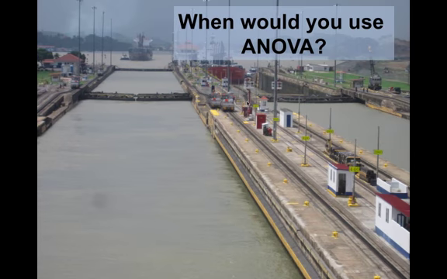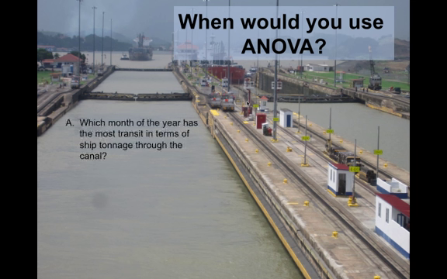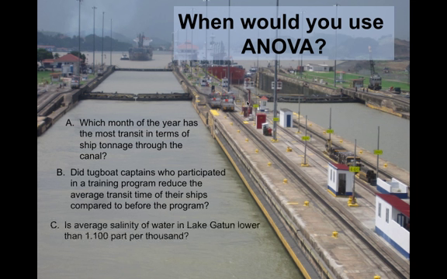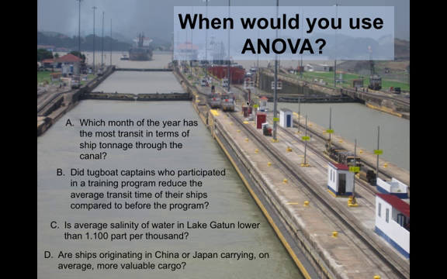So when would you use ANOVA for our examples here from the Panama Canal? One possibility is, which month of the year has the most transit in terms of ship tonnage through the canal? Choice B is, did tugboat captains who participated in a training program reduce the average transit time of their ships compared to before the program? Choice C is, is the average salinity of water in Lake Gatun lower than 1.100 parts per thousand? And then choice D, are ships originating in China or Japan carrying on average more valuable cargo?